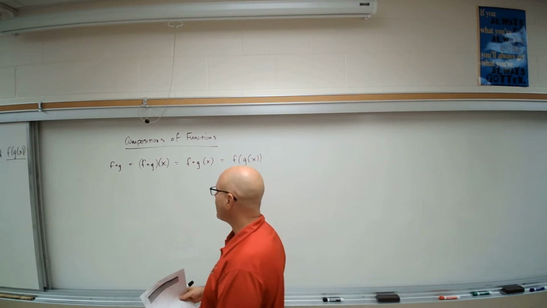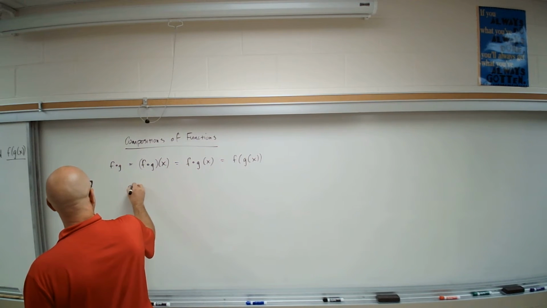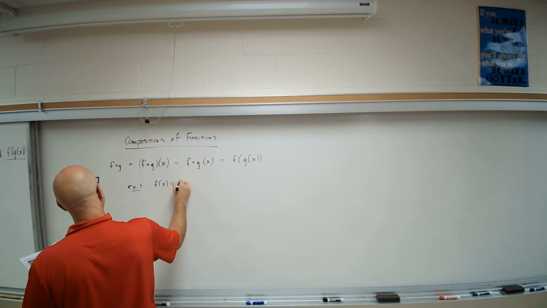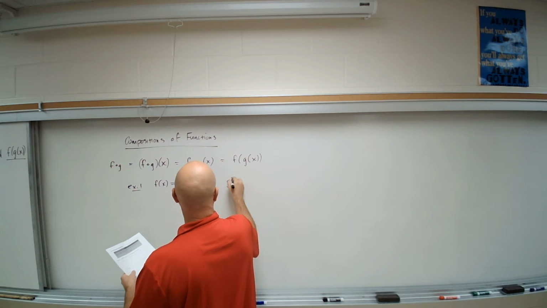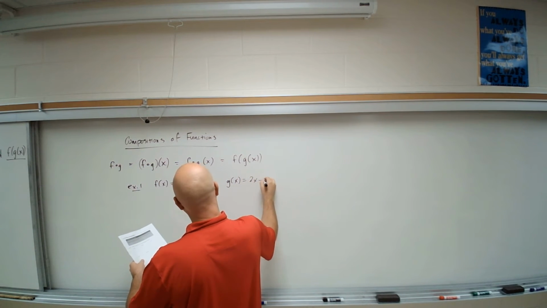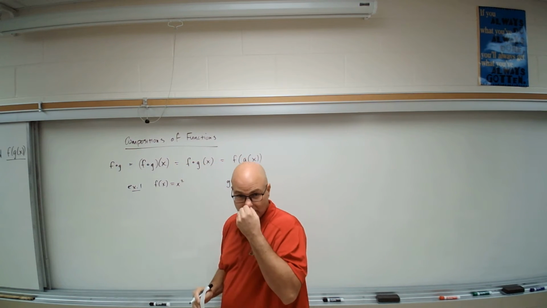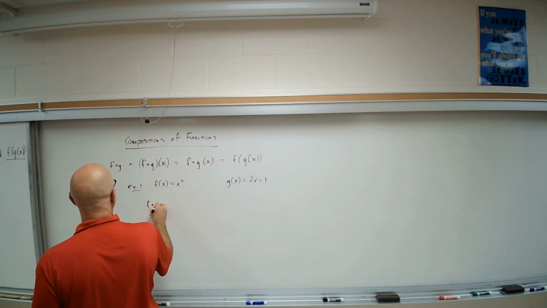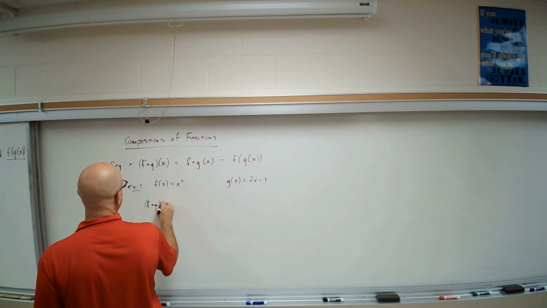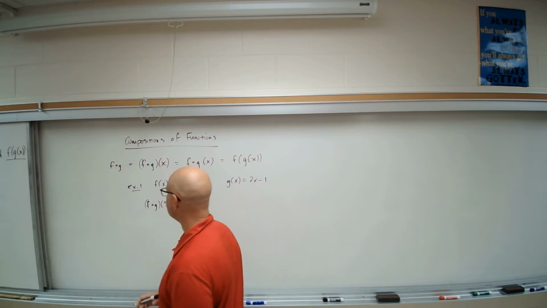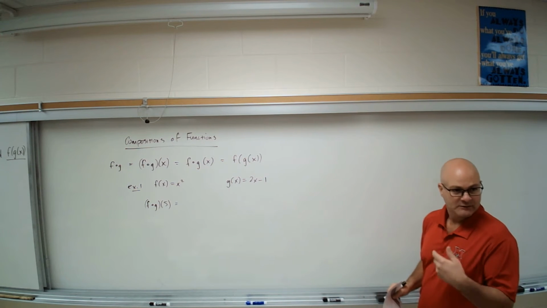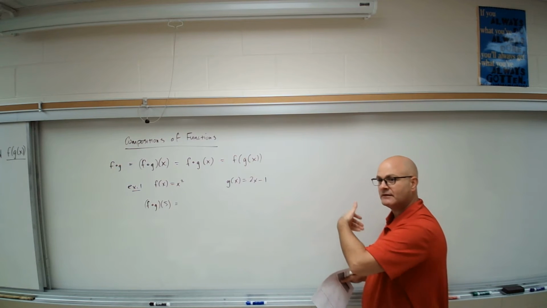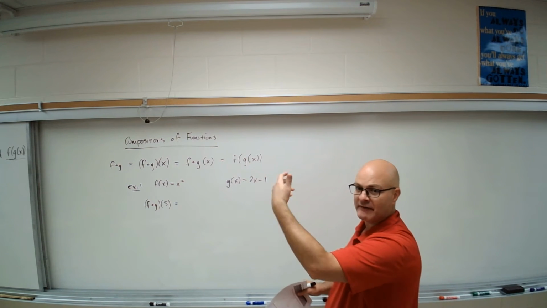So for our first example, if f of x is equal to x squared and g of x is equal to 2x minus 1, just find a couple quick ones here. If we wanted to find f of g of 5, that's your first example there. So what we're going to do here, we're going to take 5, plug it into g, evaluate it, take that answer, plug it into f, and evaluate it.